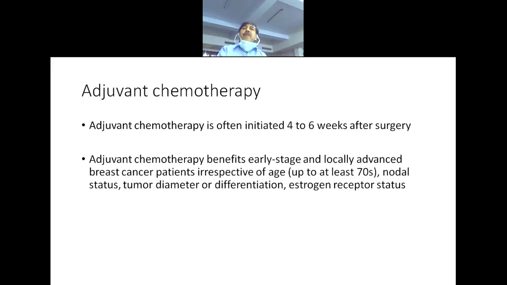Adjuvant chemotherapy is administered 4 to 6 weeks after surgery, because this period is given for wound healing. Various clinical trials, as we discussed in the last lecture also, have established that there is a definite role of chemotherapy in early, locally advanced, as well as metastatic breast cancer. So chemotherapy is to be given in all patients.